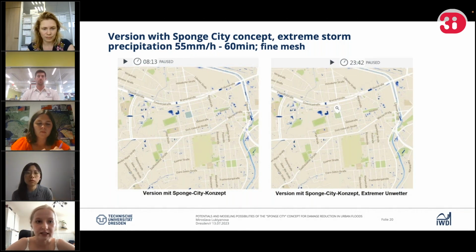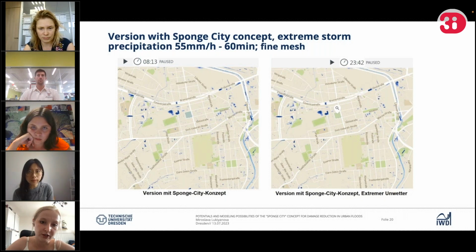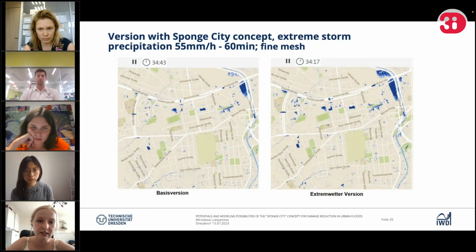Here you can see that after less than 24 hours, the water is already absorbed. To compare, here you can see the basic version with both wetter versions, and even after 34 hours, the water is still stored, not absorbed.